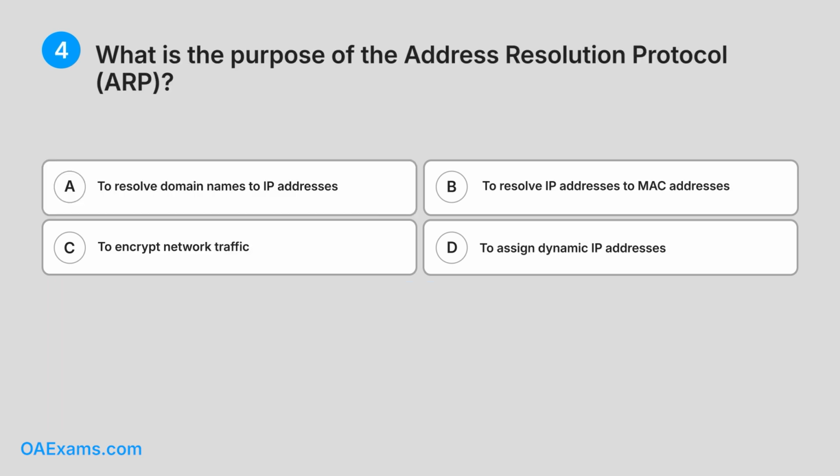4. What is the purpose of the Address Resolution Protocol, ARP? A. To resolve domain names to IP addresses. B. To resolve IP addresses to MAC addresses. C. To encrypt network traffic. D. To assign dynamic IP addresses. What do you think is the answer?